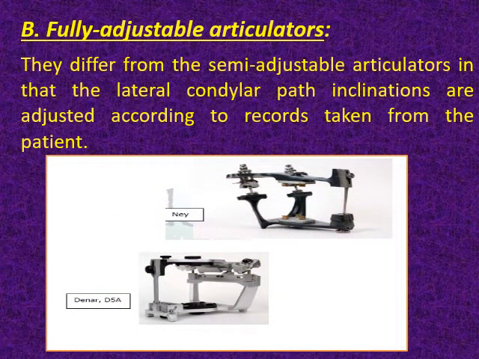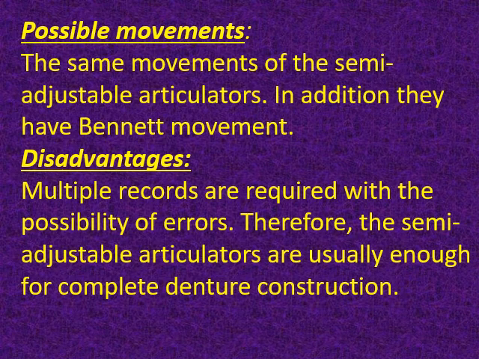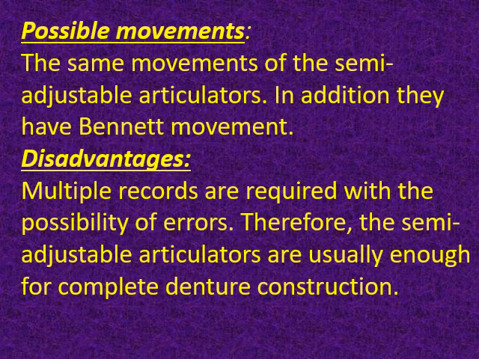On the other hand, the fully adjustable articulator or class 4 articulator is different from the semi-adjustable articulator in that the lateral condylar path inclinations are adjusted by a record taken from the patient, not like the previous one, semi-adjustable, obtained from the formula. Possible movement of fully adjustable: the same movement as semi-adjustable articulators. In addition, they have a Bennett or side shift movement.